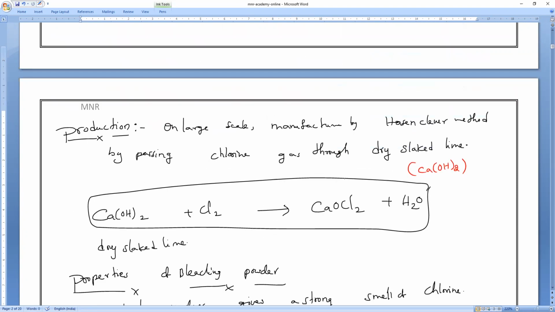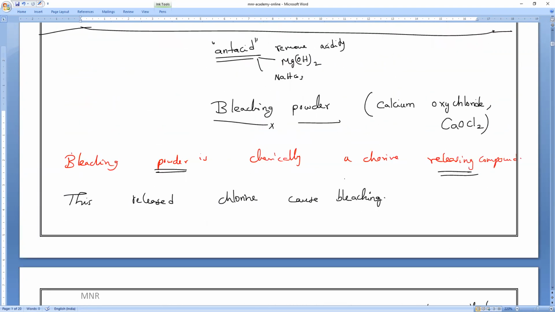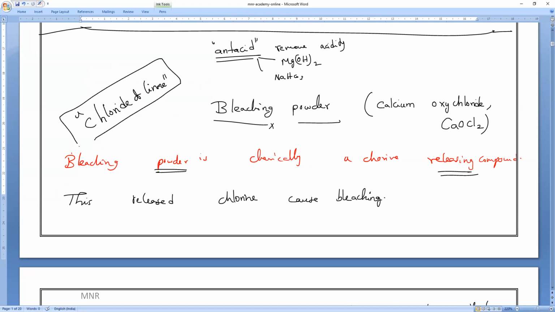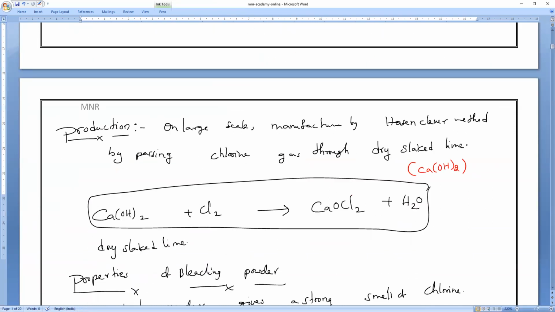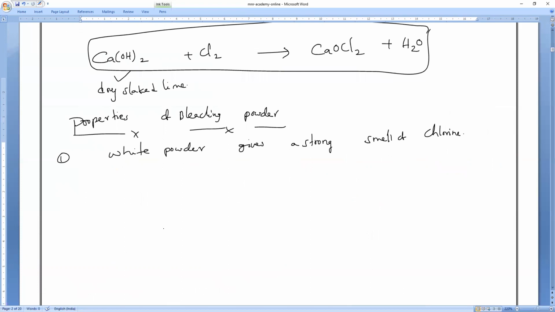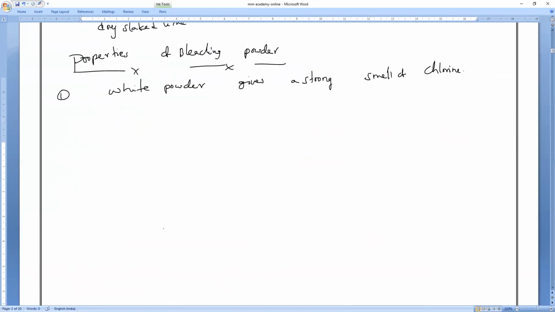And also remember, bleaching powder we can also call chloride of lime. You might understand why it is called chloride of lime. Because what are the raw materials? Lime, which is calcium hydroxide, plus chlorine gas. That is why it is called chloride of lime. Is it okay, guys? All of you?